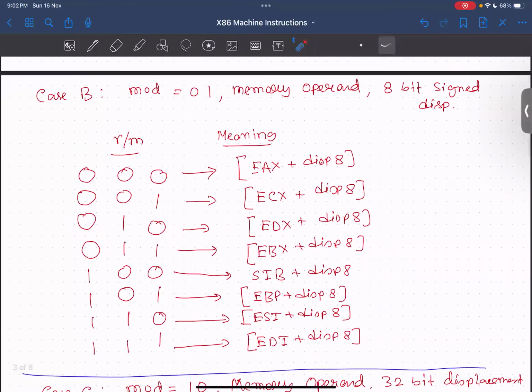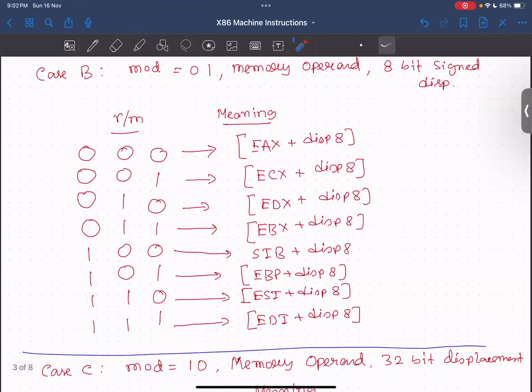Case B, where you have mod 01, means you have a memory operand in your instruction and there is an 8-bit signed displacement. Similar to the previous one, now 000 means the base is EAX and you will have some kind of displacement attached in the following bytes of the instruction. 001 is ECX plus displacement 8, 010 is EDX plus displacement 8, 011 is EBX, and 100 is the special case. That means you'll have a scale-index-base byte, plus you can add whatever 8-bit displacement you have.